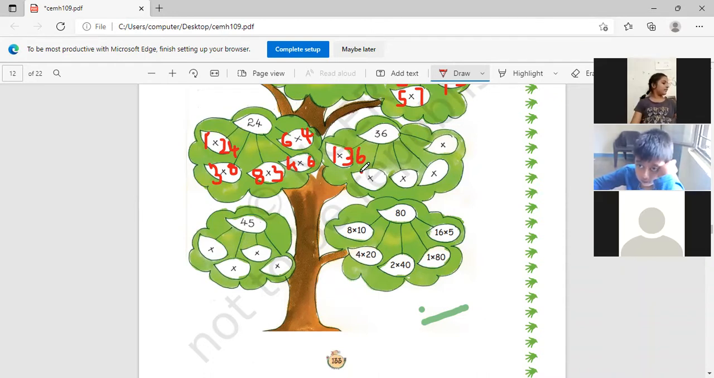4 8s are 32. Very good. 4 9s are 36. 4 10s are 40. Yes, 4 9s are 36. Very good. So now the next one.